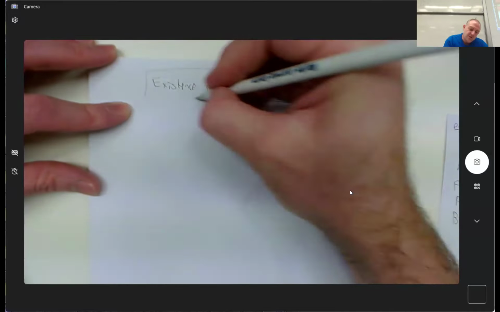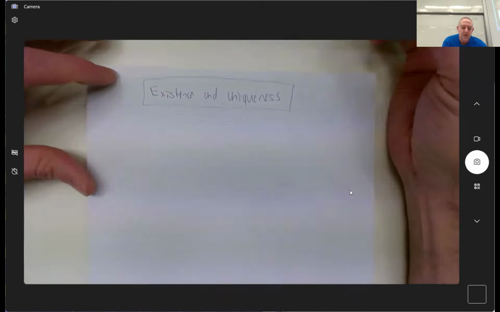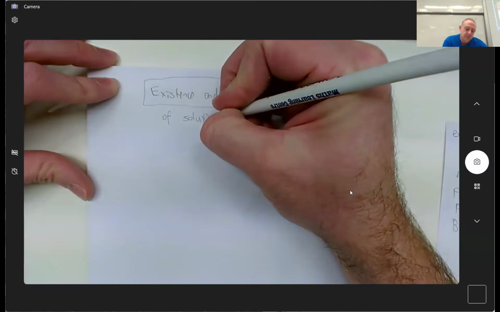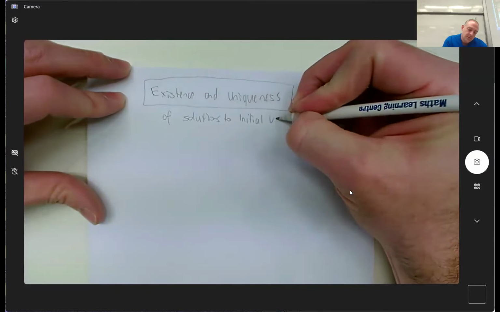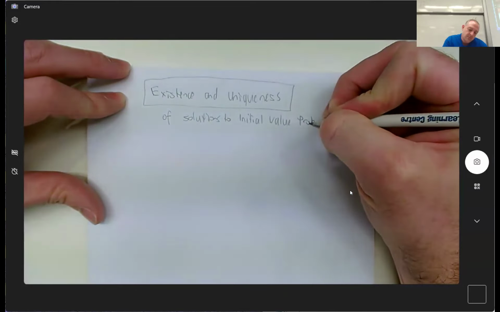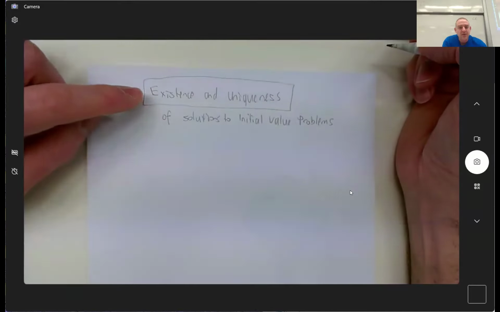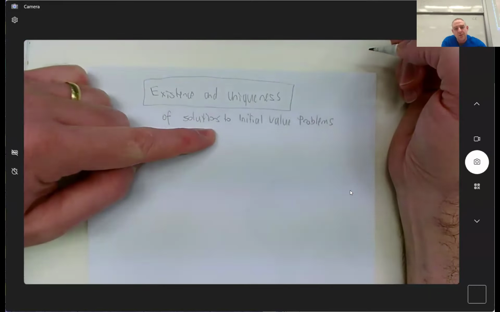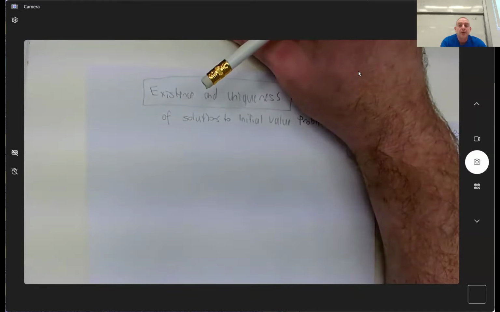Okay, well, people call it existence and uniqueness, but it's existence and uniqueness of solutions to initial value problems. That's what we're talking about: things that exist and things that are unique. The things that exist and might be unique are solutions to initial value problems. That's what it's referring to, according to the notes.